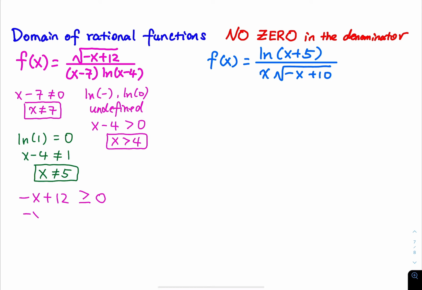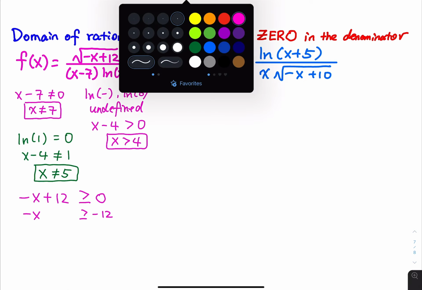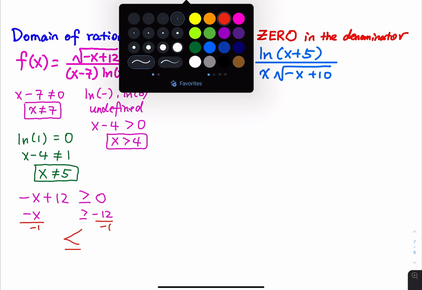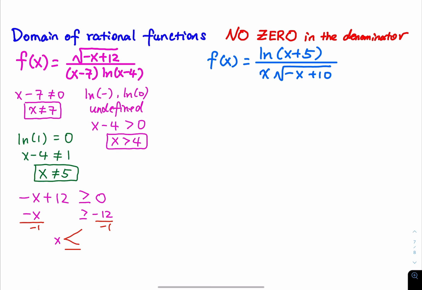So subtract 12 on both sides, and then you have negative x greater than or equal to negative 12. And then you divide both sides by negative 1. To solve an inequality, when you multiply or divide both sides by a negative, you have to reverse the direction of the inequality symbol. So I do that immediately, and then you have x less than or equal to 12. So that is the fourth restriction.